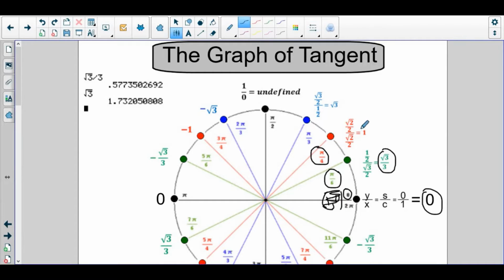I would input pi over 4, I'd output 1. In this case, the sine and cosine values are both the same, so it makes sense that that is 1. I'd input pi over 3, I would output root 3, which is, this is the sine, this is the cosine value. I would input pi over 2. Remember, this point is (0, 1), so it would become 1 over 0, but again, I don't want to look at that. I want to look at inputting pi over 2 and outputting undefined.